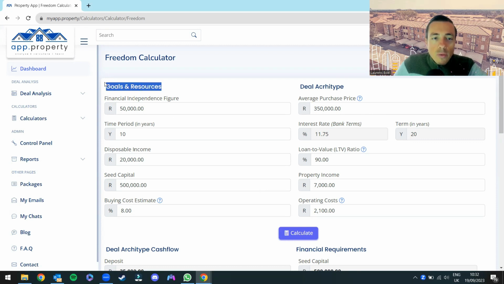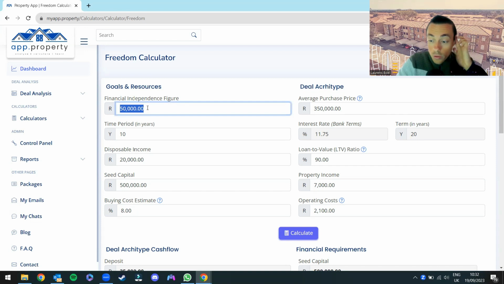So on the left-hand side, we've got your goals and resources with several different inputs that you're required to put in. We also have the deal archetype here on the right-hand side, which you have to put in. Once you've put in these inputs, you can click calculate and it will tell you how many deals you need and how your financing will be structured.